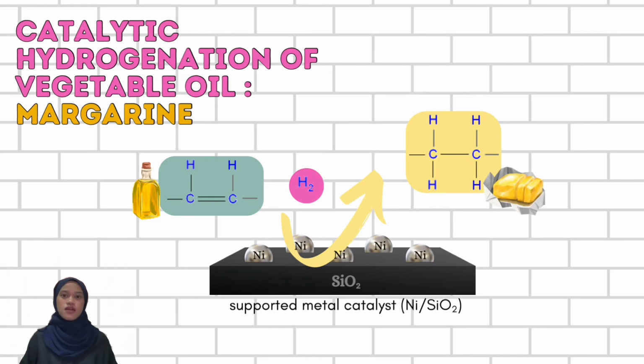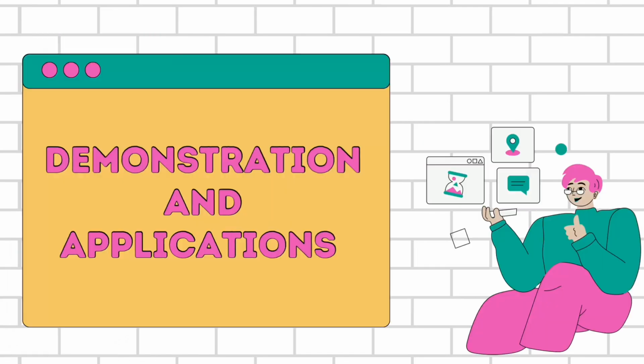One of the real-life heterogeneous catalysis examples is margarine production. Do you know that actually the margarine production is from the catalytic hydrogenation of vegetable oil with nickel catalyst, from supported metal catalyst of nickel on silica? The nickel will facilitate the interaction of hydrogen gas with the unsaturated fatty acid of the vegetable oil to form saturated fatty acid of margarine via the adsorption and desorption mechanism.